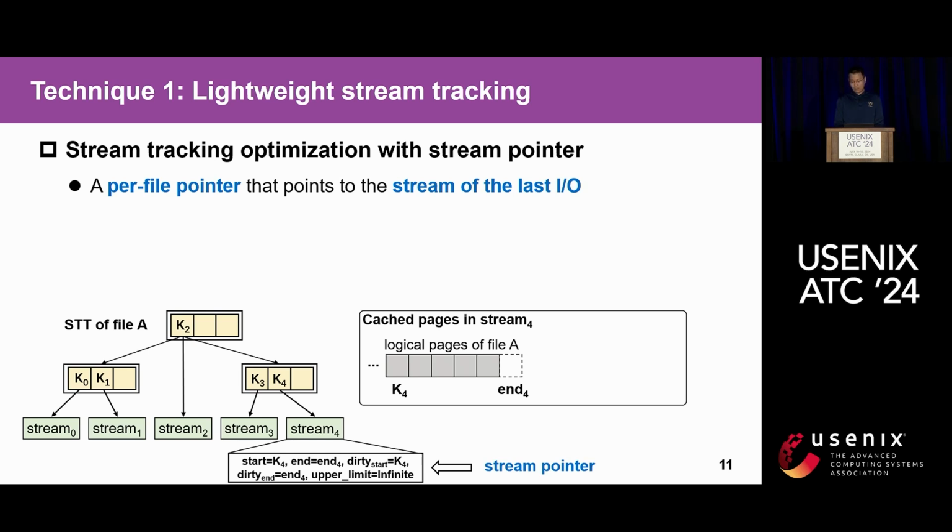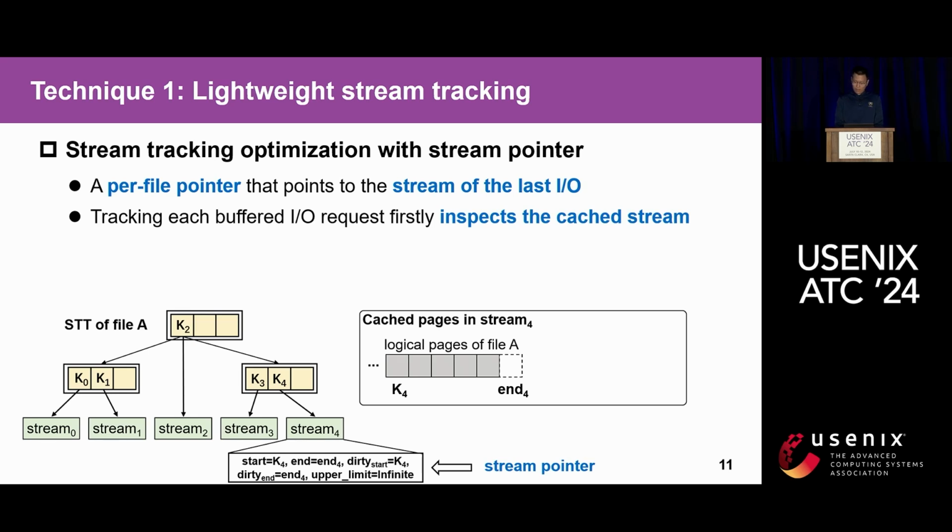StreamCache further designs a per-file stream pointer to optimize the stream tracking when the workload is mostly sequential. The stream pointer points to the stream that the last tracked I/O belongs to. This stream is also called the cached stream of this file. When a buffered I/O is tracked, the relative cached stream is firstly checked in case the new stream can be merged with the cached stream. If it can, the new stream can be merged without the need of STT searching. This case is also called the stream hit in StreamCache.